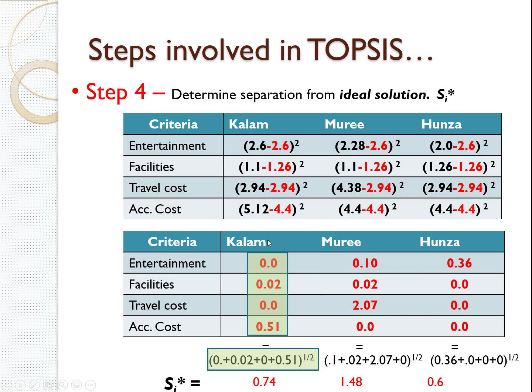Now you need to consider the column, because we want to choose which one will be the best one, which one will be the most feasible one. So this plus this plus this plus this, you need to take the square root, or power 1 by 2. Similarly, for this one you need to take the square root, and for this one too, and we will denote this with S_i star. So from this we get 0.74, from this we get 1.48, and from this we get 0.6. So now we have only calculated the ideal solution.